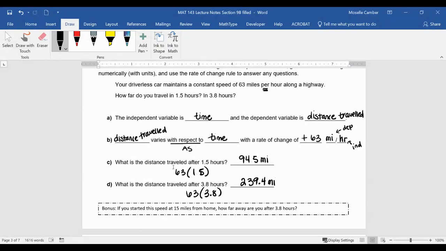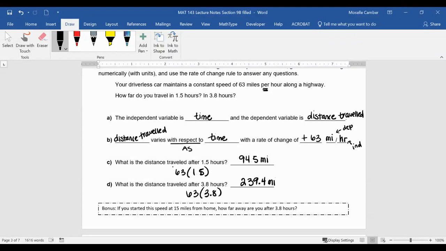So bonus question. This is how much it's changed, right? This is how much I've traveled from the first that I started measuring to the second part. Well, what if we started the speed 15 miles from home? Because of course you can't just jump up to 63, right? So let's say it took us 15 miles to get up to that speed. Now how far away from home are you after 3.8 miles?